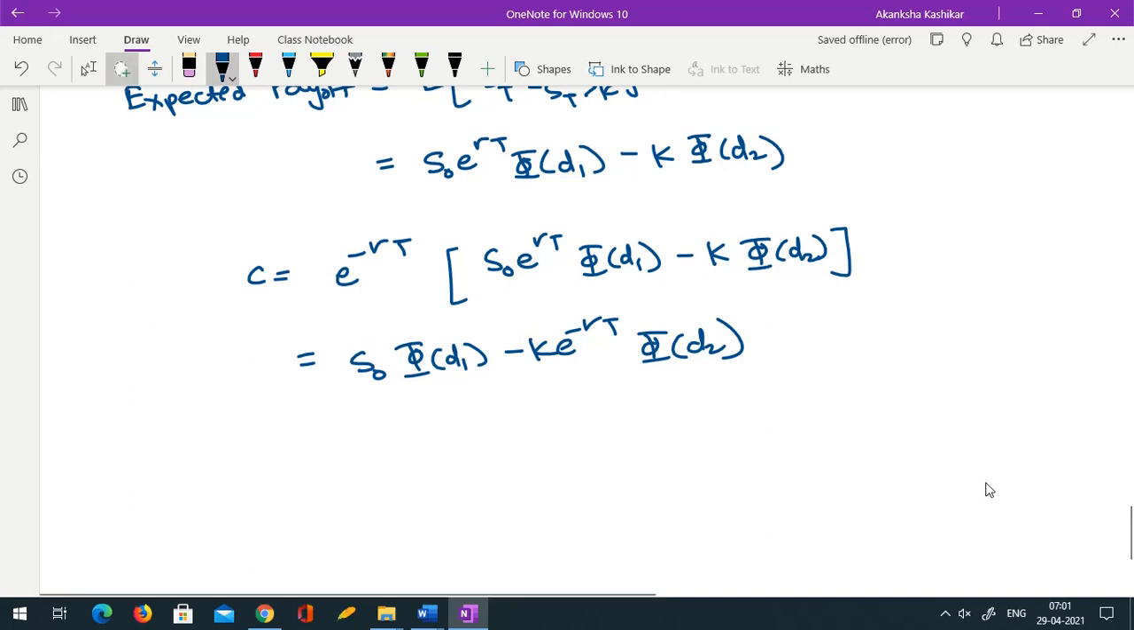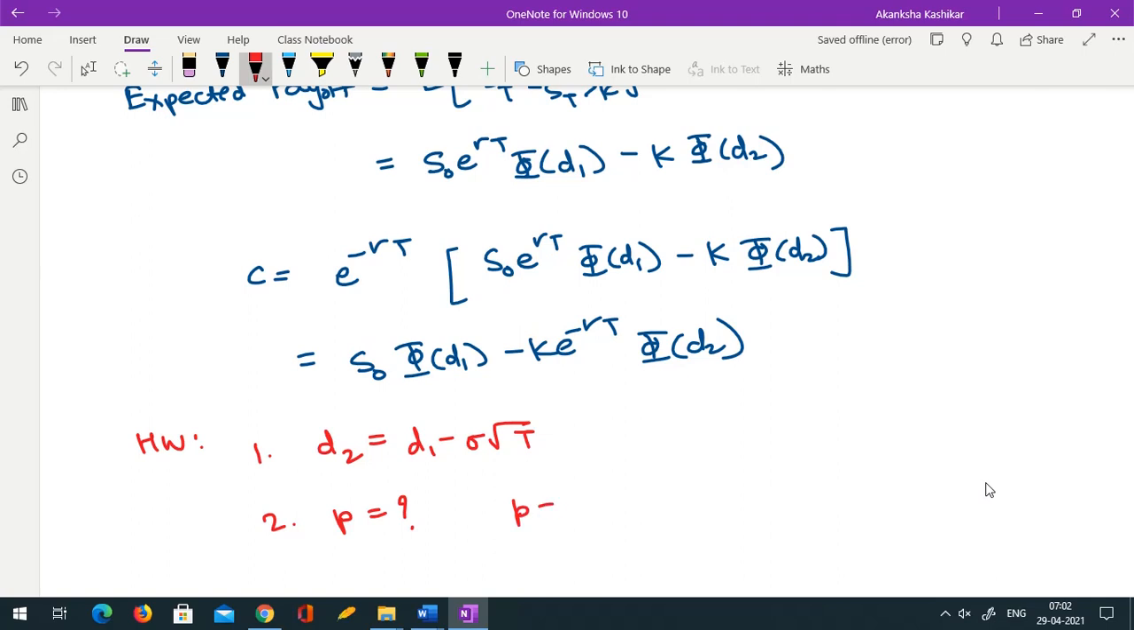I have a small homework for you. So two homeworks actually. First homework is you have to derive relationship between D1 and D2. You can see that D2 is D1 minus sigma root T. Verify that. And second homework is derive price for the put option. Okay. What is the price for European put option? You have to go in exactly similar manner. So first see what is the payoff at time capital T, then compute expected payoff and then discount it back.